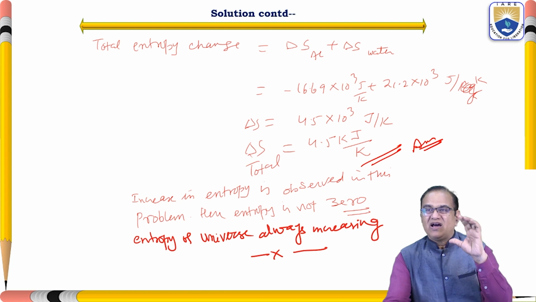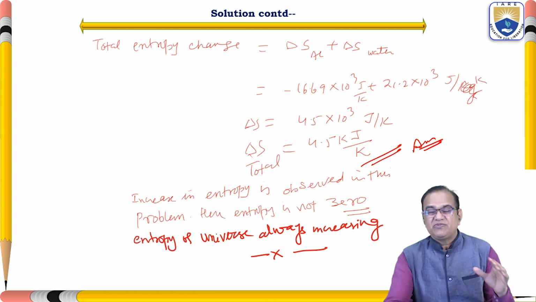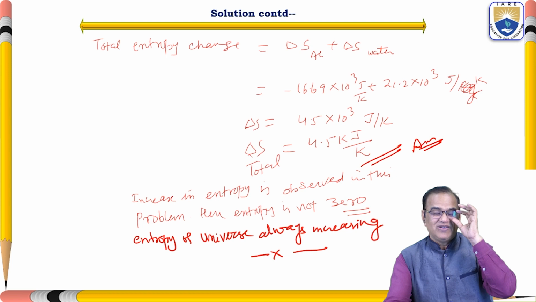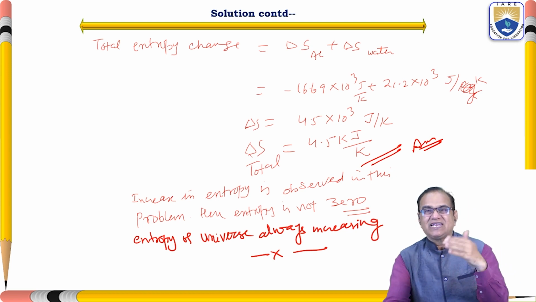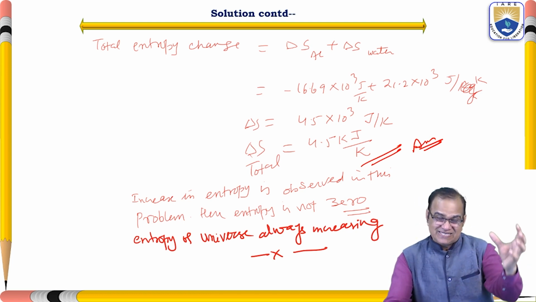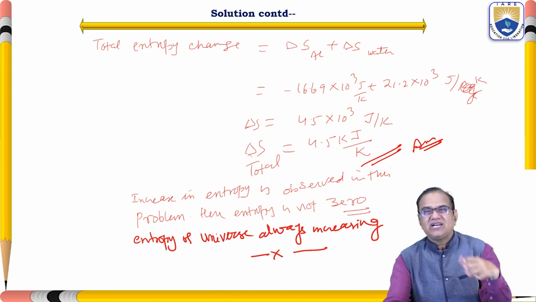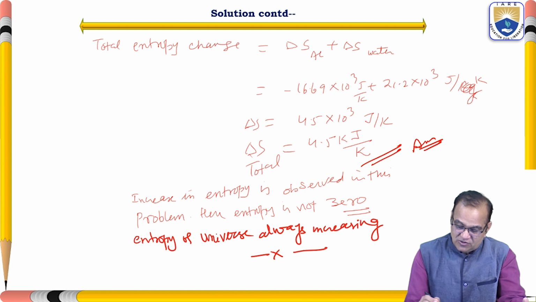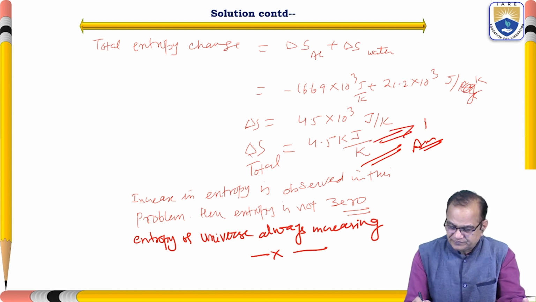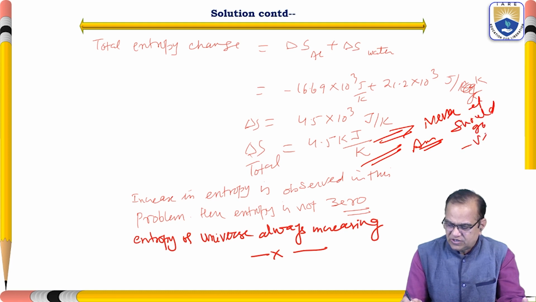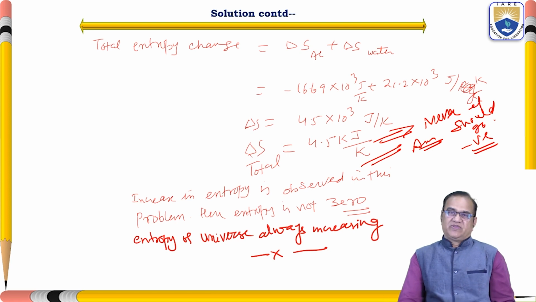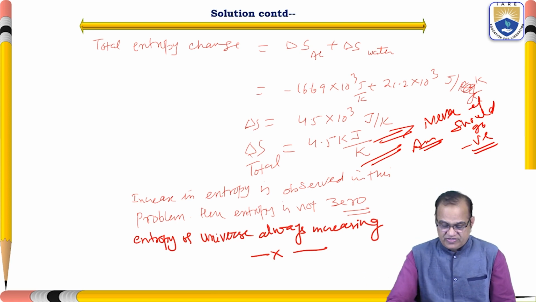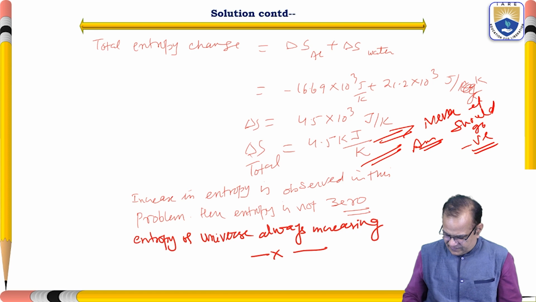Entropy of the universe is always increasing. So if it is the universe, it will always increase. Individually, it can increase or decrease. But for the system and the surrounding, the total entropy will always be positive. That we have to take care of. This value should never go negative, because it is not possible. Okay, so that we have to take care of.